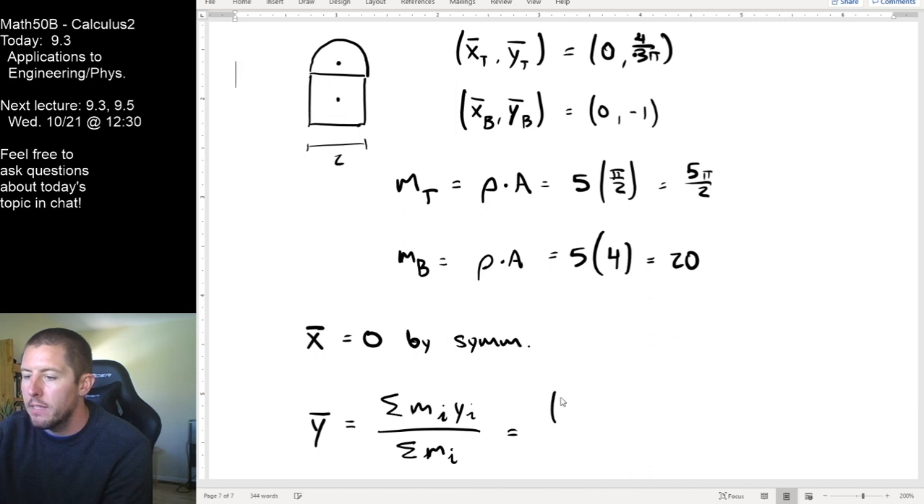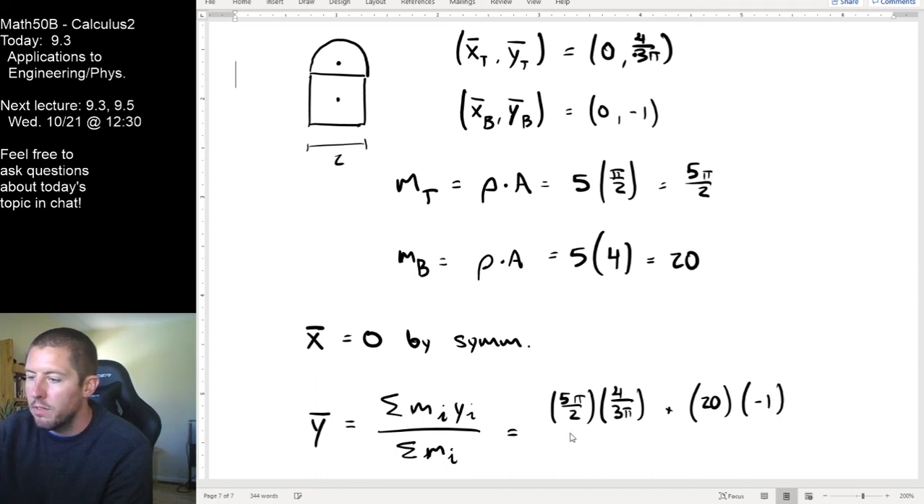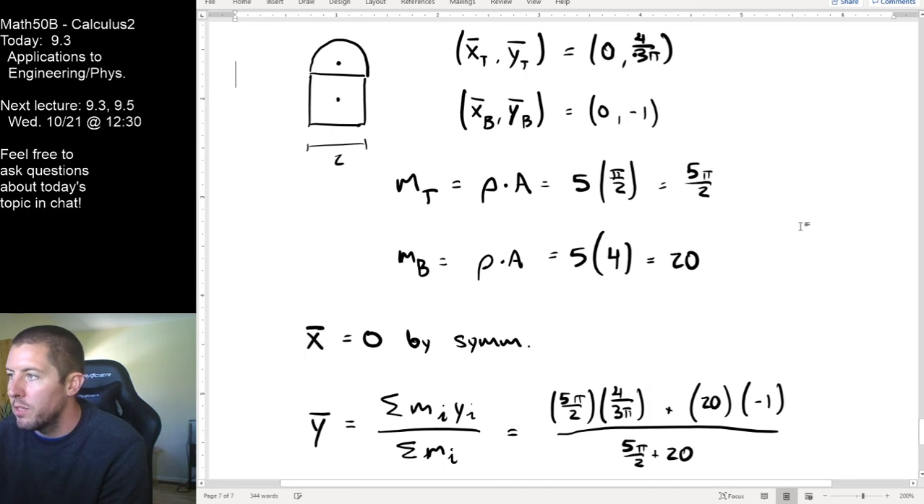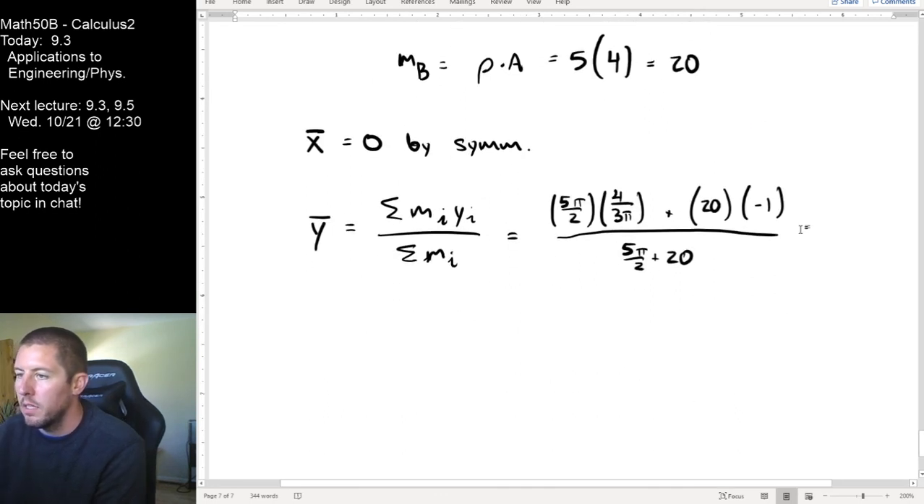I've got the mass of the first thing is 5 pi halves. I've got the y value of that top part is 4 over 3 pi. I've got the mass of the second part is 20, and its y value of -1 for the center of mass. And we're going to divide that by the sum of the masses, which is 5 pi halves plus 20. And all we've got to do is go to our calculator here, and we are good to go.